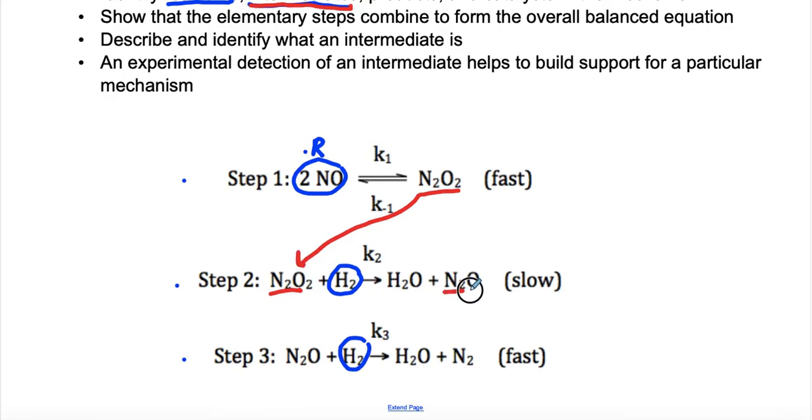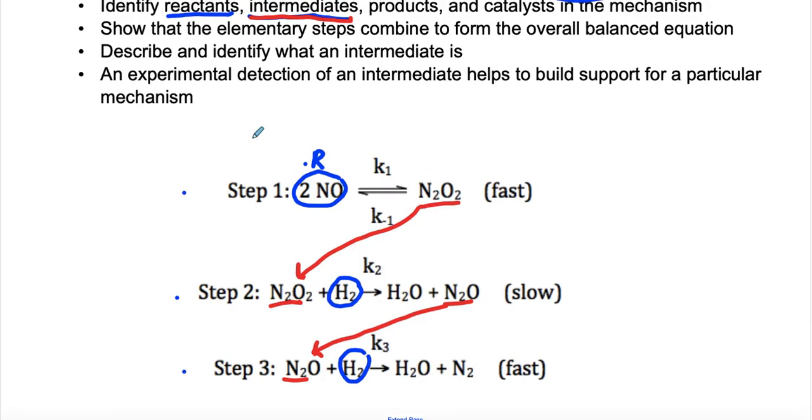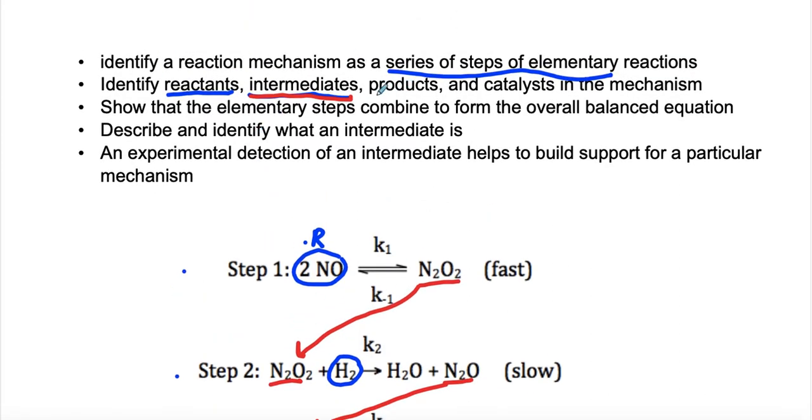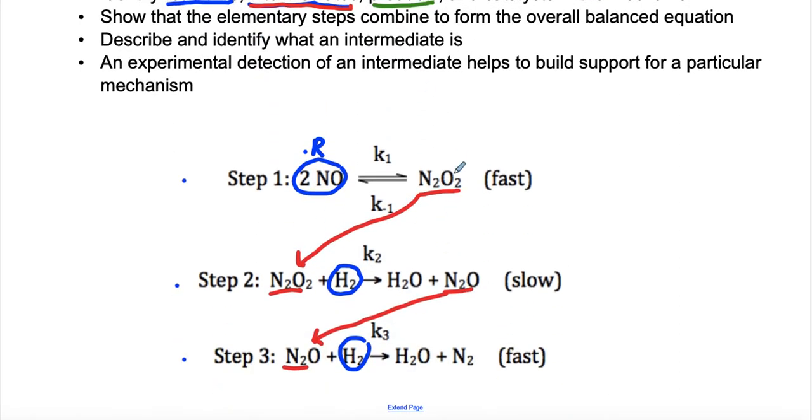We have another intermediate of N2O, and it gets used up. So it's actually not part of the overall chemical equation. And then we need to be able to identify the products, what gets produced. Well, N2O2 is not an overall product, but our H2O is a product here. And then we have another product, another H2O, and another N2. So we have 3 of those.